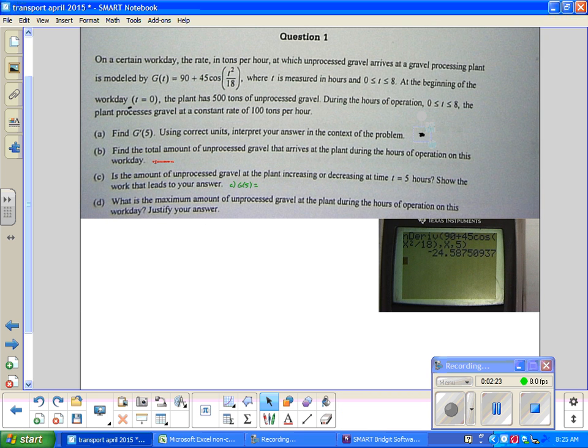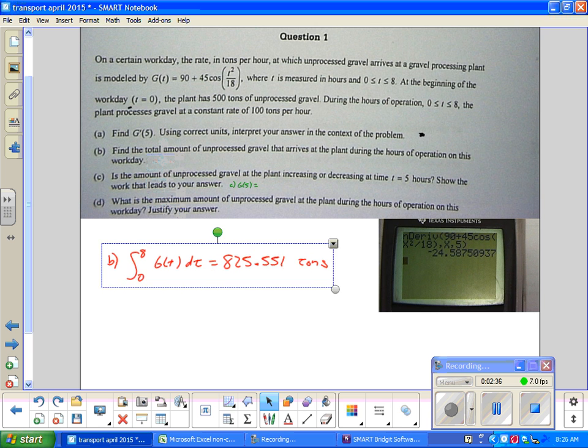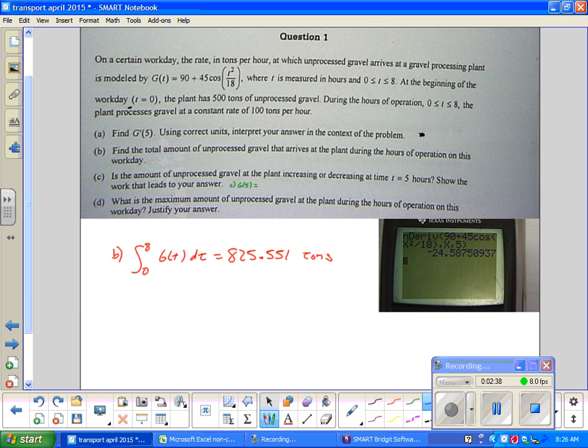B, find the total amount of unprocessed gravel that arrives at the plant during the hours of operation. Okay, this is what the gravel that shows up. We just simply have to do the integral from 0 to 8 of G of T. And again, the units lead the way. Let's be clear about this. This is hours per units. This is tons per hour. And if you multiply these, you get tons.